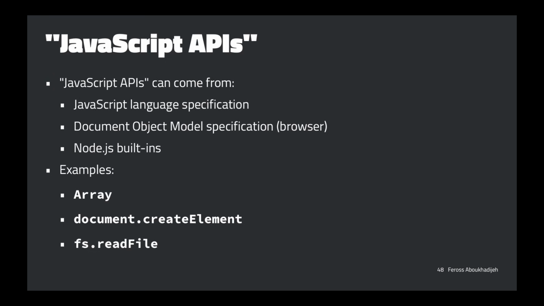So something like Array, right, is built into JavaScript itself. Something like document.createElement, that's a DOM API, so that'll be coming from the browser. And then if you're in Node.js, you have this nice readFile API, which lets you just read a file off of the user's hard drive, which obviously doesn't belong in the browser, right? So just something to keep in mind when you're seeing JavaScript APIs, to know where they're coming from. These are not really JavaScript, right?